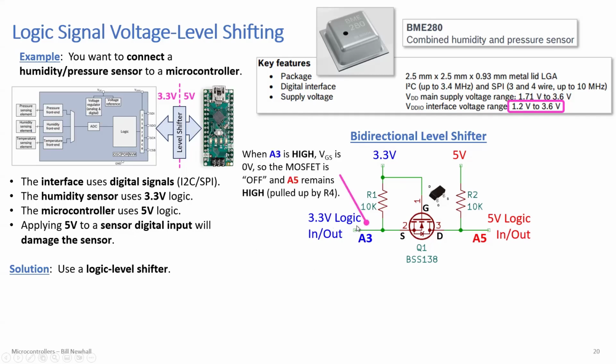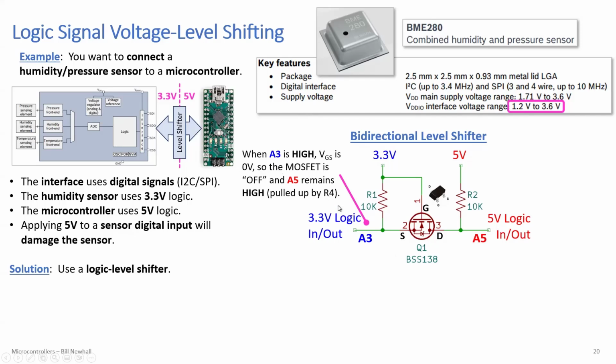And here's how it works. When A3, this logic signal, is high, so high means 3.3 volts, we have 3.3 volts right here on A3. That means VGS is 0 volts. If I have 3.3 volts here and 3.3 volts here applied as power, then you could run your KVL equation and you have 0 volts VGS. So your gate to source voltage is 0. So the MOSFET is off. You're below the threshold voltage. That MOSFET is in the off state. There's no connection between drain and source.